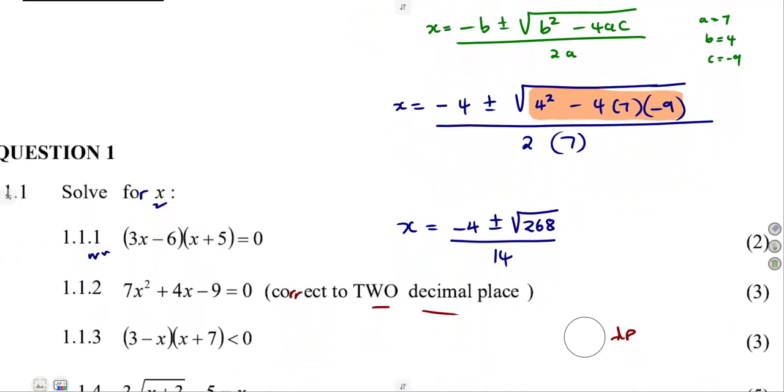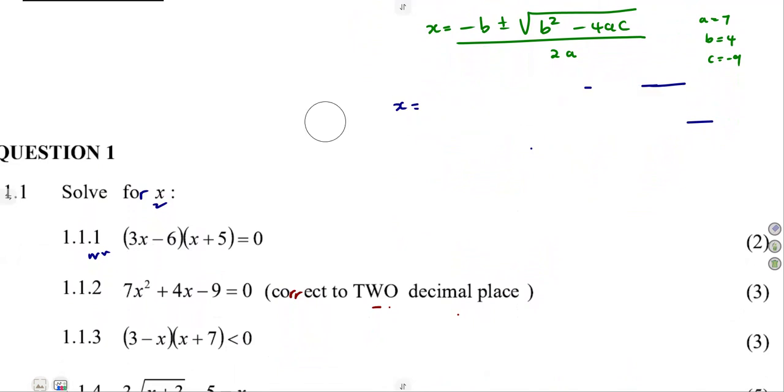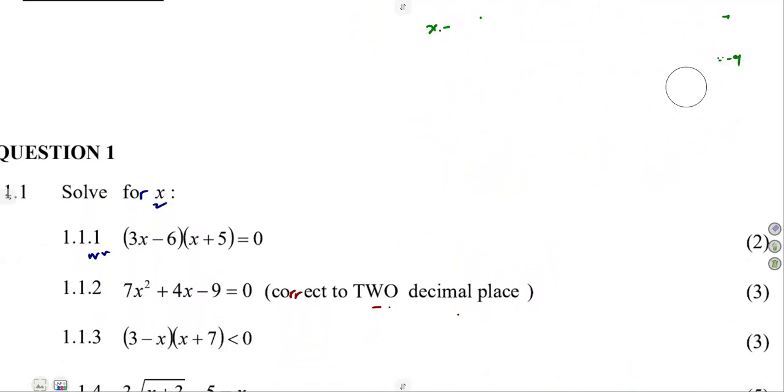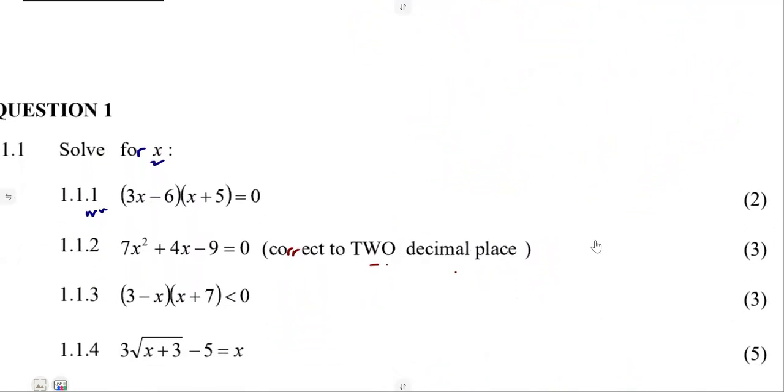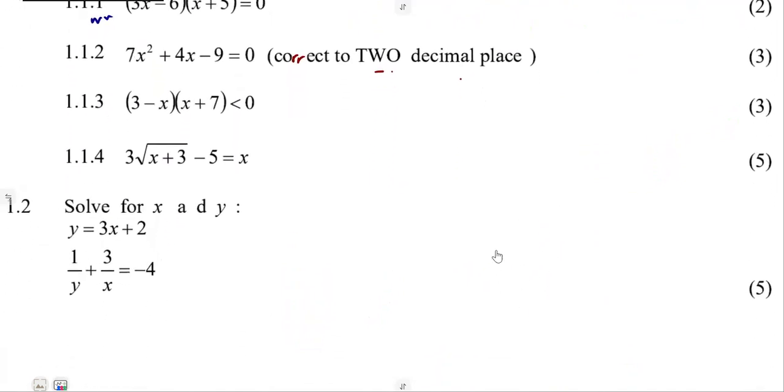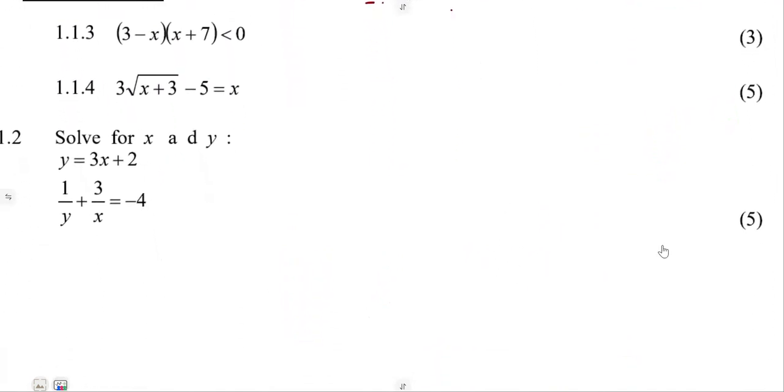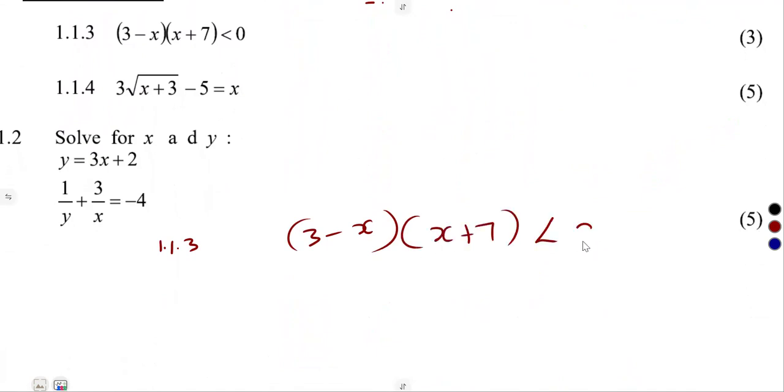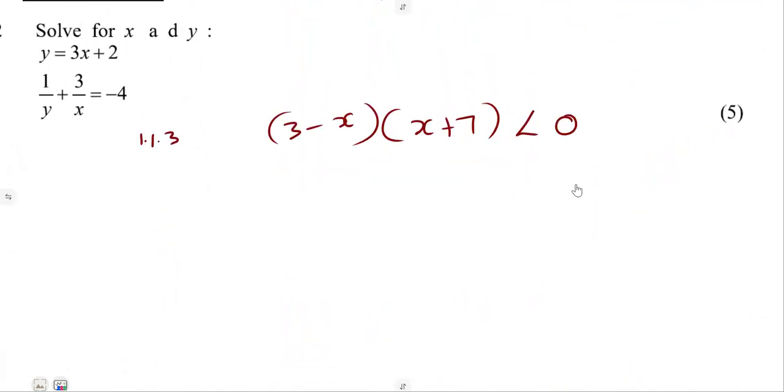All right, moving on to another part of the question, which is 1.13. We are given to solve this, and that is an inequality that we are given there. That's an inequality. 3 minus x into the bracket of x plus 7. This is less than 0. Solve for x.